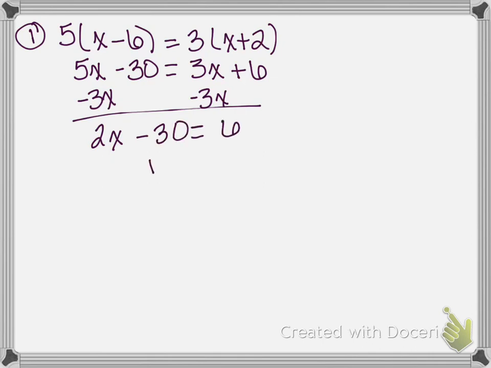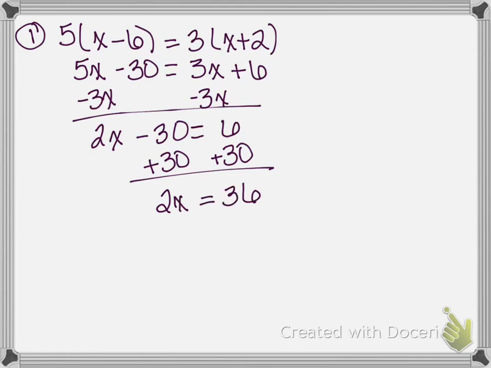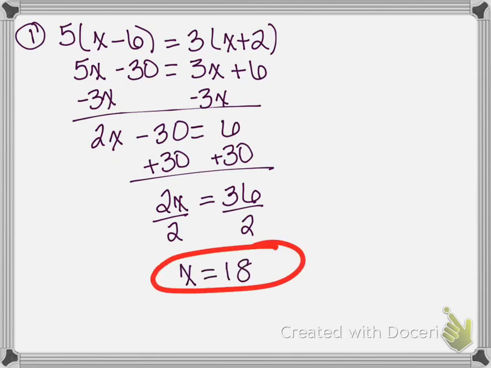My next step is to add 30 to both sides. And we have 2x equals 36. And my final step is to divide both sides by 2. So my answer to this is x equals 18. Okay, so that is a relatively straightforward equation.